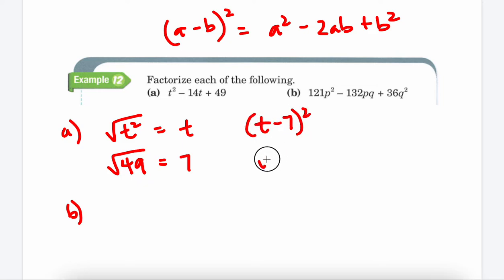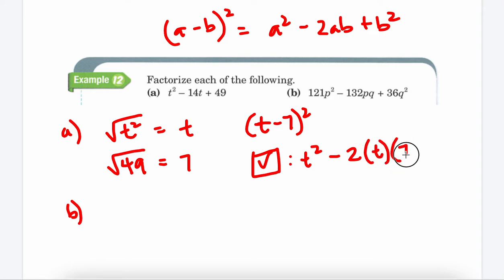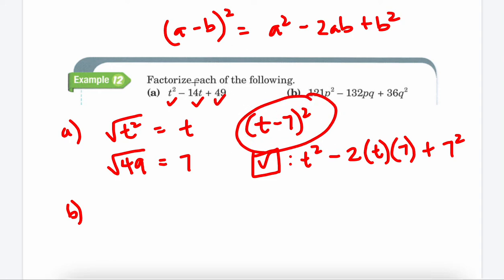Let's just double check. Okay, so t squared minus 2 times t times 7 plus our last term, 7 squared. Remember, we're ignoring the minus sign because this shortcut should take care of that for us. T squared, yep. Negative 2 times 7 is negative 14t, yep. And then 7 times 7 is 49. Yeah, that should be correct.